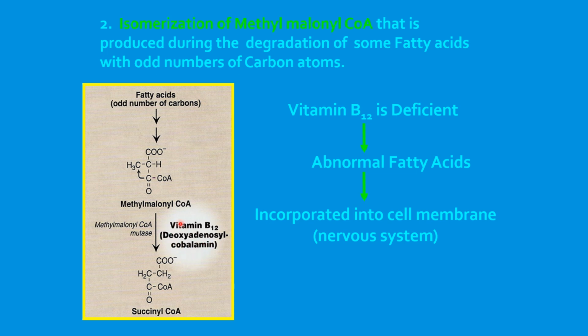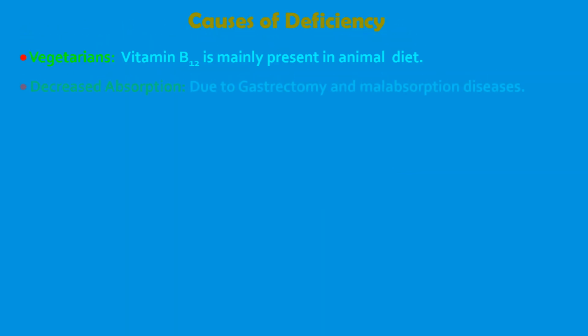Okay, so if vitamin B12 is deficient, you're unable to form succinyl-CoA, and you are likely to have accumulation of methylmalonyl-CoA. And this methylmalonyl-CoA is passed out in urine, and it is called methylmalonic aciduria. So if vitamin B12 is deficient, we'll have accumulation of abnormal fatty acids, those with odd number carbons, which are incorporated in the cell membrane of the nerves, and this will result in neurologic manifestations.